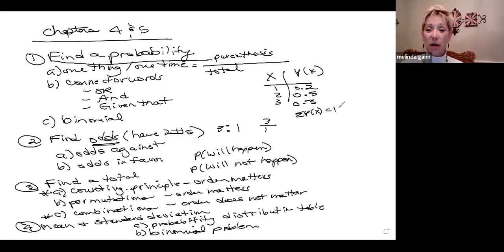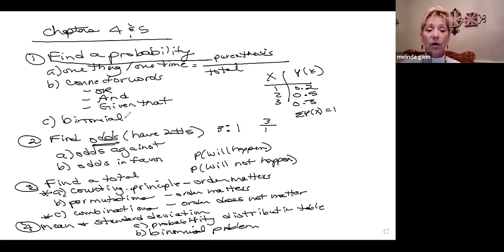Okay. So sometimes it looks like a probability table and it's not. If these probabilities don't add to 1, it's not a probability distribution table. So make sure that you can find me the mean and standard deviation of a probability distribution table. That's section 5.1. Section 5.2 is binomial problems.